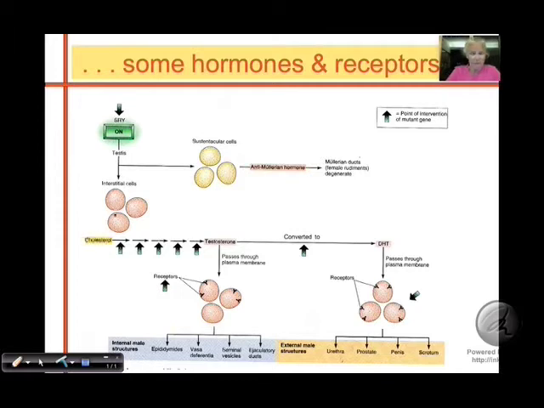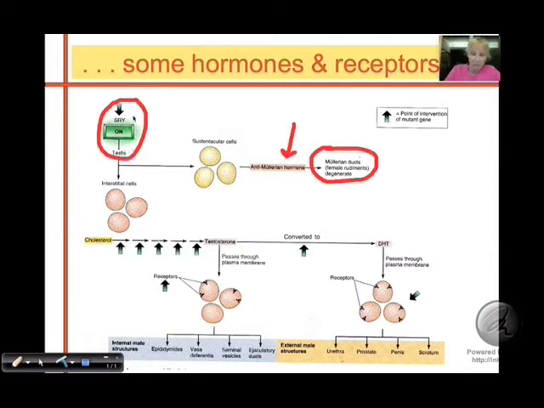Take a look at this diagram because it's important for what we're going to talk about in just a moment. That SRY gene starts a whole cascade of interactions. So the testis makes a hormone called anti-Mullerian hormone that's going to cause any female structures to degenerate. If you didn't have that SRY gene, you wouldn't have anti-Mullerian hormone and you would develop as a female.